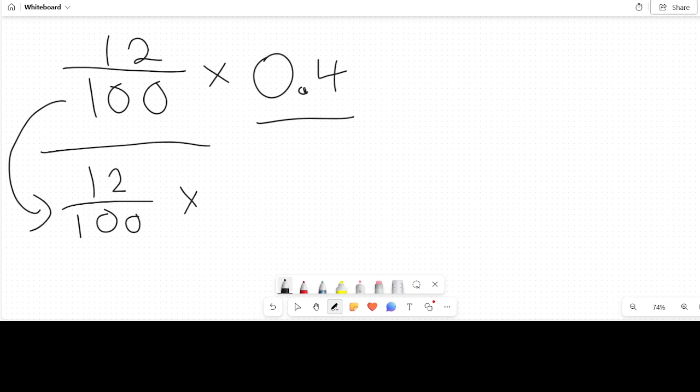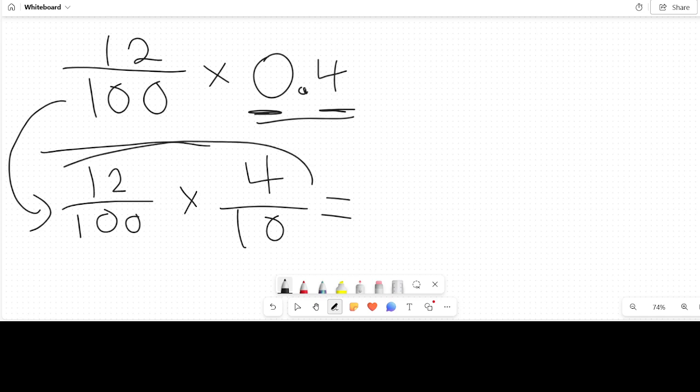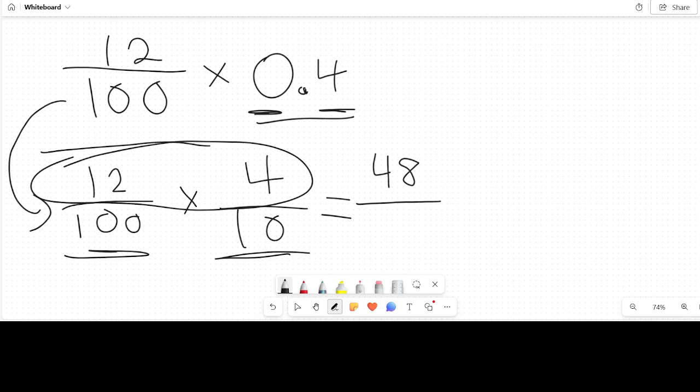decimal into a fraction. As always, there is nothing in my ones place and I have 4 tenths. That place value is super helpful with identifying our fraction, our denominator. So 12 times 4, I'm once again multiplying out my numerator. I get 48. That is one of our fact families. You should know that. And then 100 times 10, I do 1 times 1, and I attach 3 zeros in front of it. My answer is 48 thousandths.